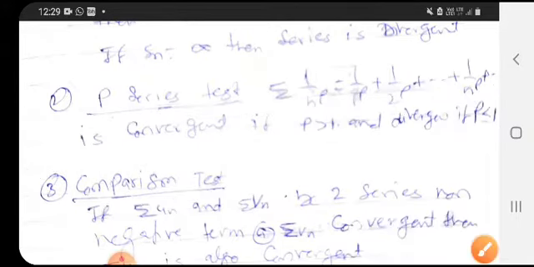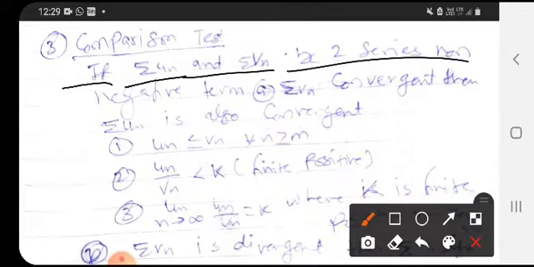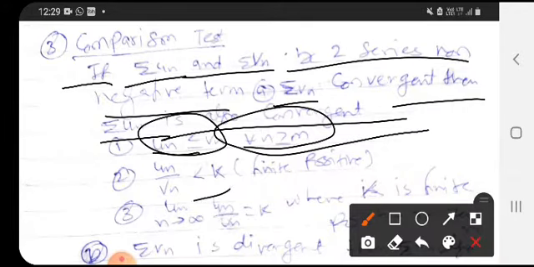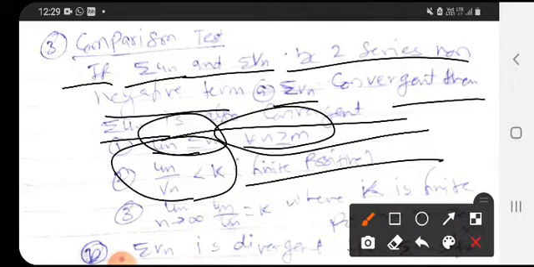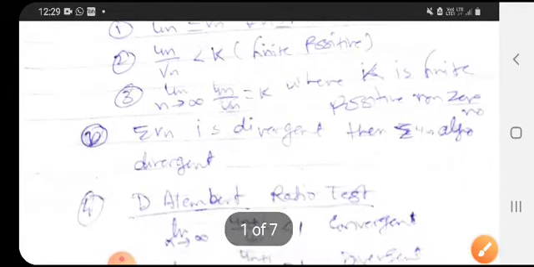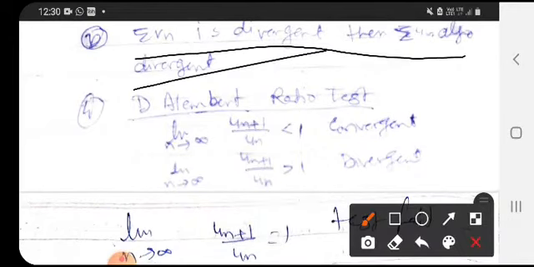Comparison test. If summation un and summation vn are two series of non-negative terms, and summation vn is convergent, then summation un is also convergent, where un is less than or equal to vn for all n greater than or equal to m. Un upon vn is less than k, where k is a finite positive value. Limit n tending to infinity of un upon vn is equal to k, where k is a finite, non-zero number. If summation vn is divergent, then summation un is also divergent.